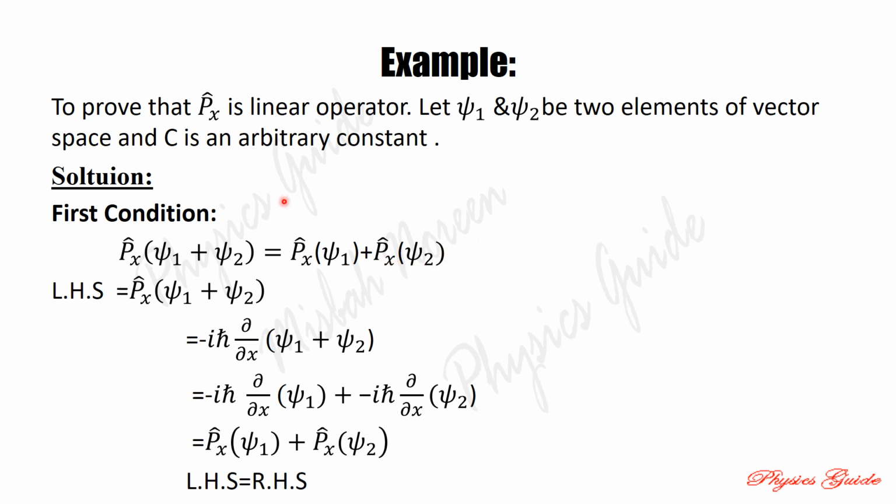We prove this equation by taking one side and showing it is equal to the other side, then we prove the first condition. So students, we take the left hand side of this equation. If we get the answer on the right hand side, then it means the first condition is satisfied. So p of x is equal to minus iota h cut curly over curly x.